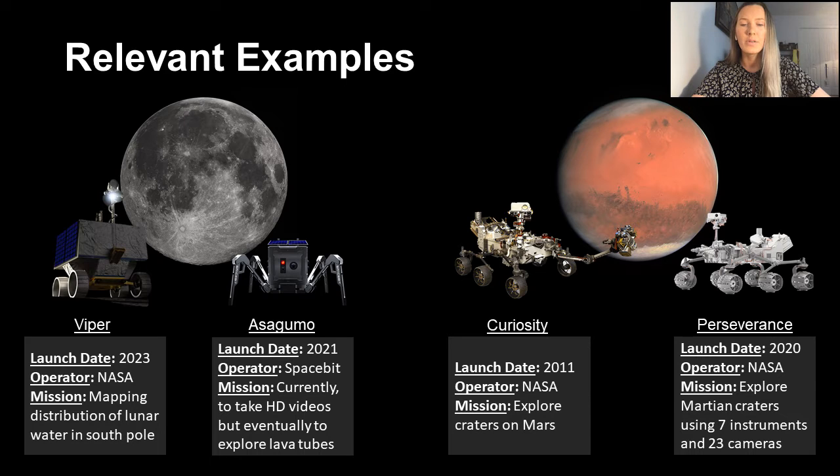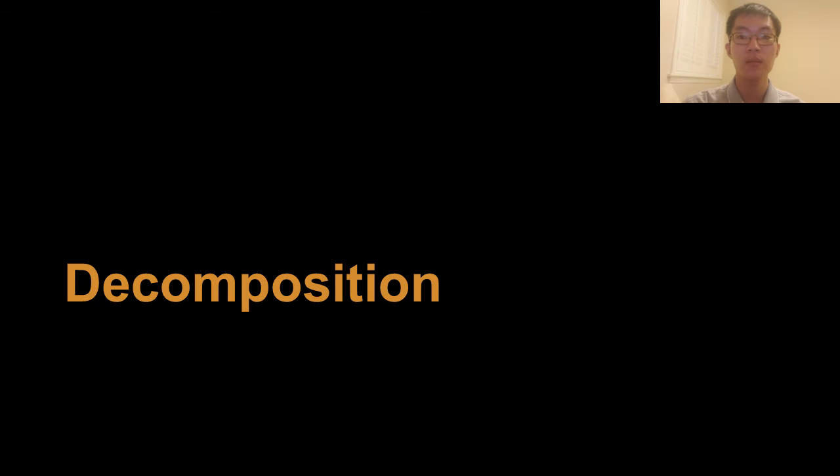Asagumo, a rover being developed by British space company Spacebit, whose current functionality only involves walking 10 meters and taking footage, but eventually will be developed to explore lunar lava tubes. Additionally, we found some of the features used on Martian rovers Curiosity and Perseverance helpful when developing our rover.